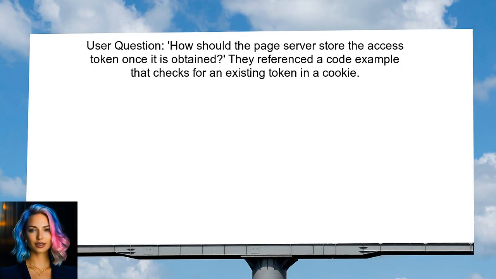Let's look at a specific question from a user. They asked, how should the page server store the access token once it is obtained? They referenced a code example that checks for an existing token in a cookie. Sound familiar? If you're wondering the same thing, stick around as we explore this together.